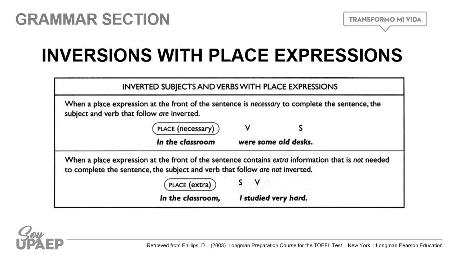Okay? Remember, when you have words like there, here, nowhere, you need an inversion. When you have prepositional phrases, you need an inversion. But what happens, right, when the second clause makes sense without the prepositional phrase?